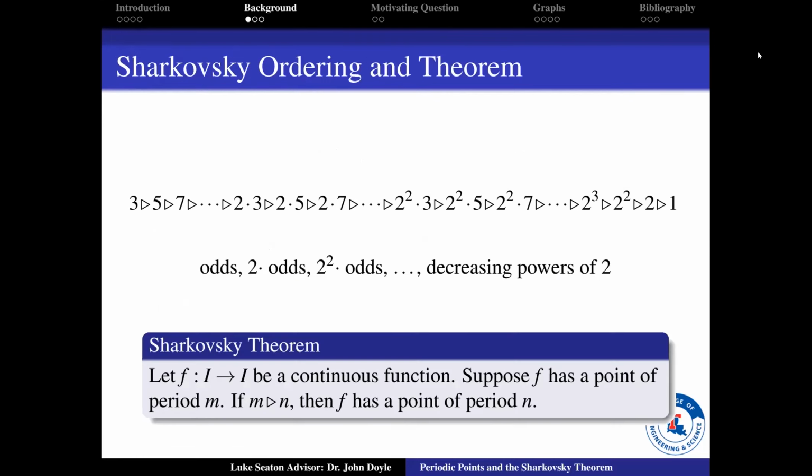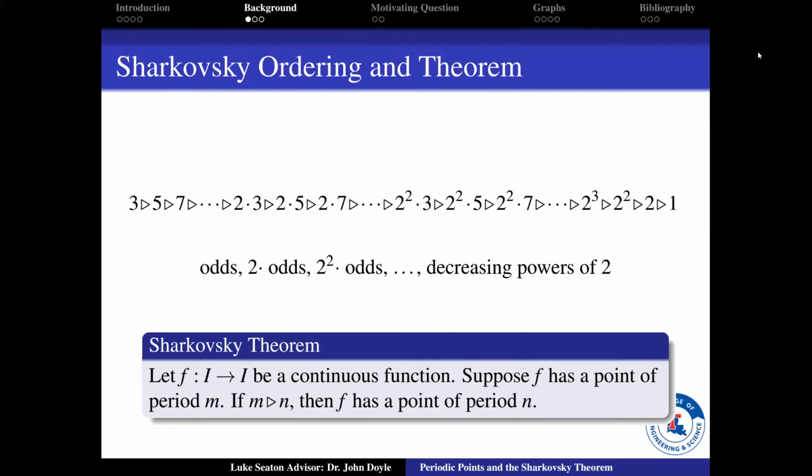So to introduce Sharkovsky, this theorem uses an ordering of the natural numbers that you can see here. We're going to read that triangle symbol as "left of", so you'd say 3 is left of 5. I have the second line here so you can see more clearly how they're grouped together. You have the odd numbers, and then 2 times the odd numbers, and then 4 times the odd numbers, 8 times the odd numbers, and that continues until at the very end you have the decreasing powers of 2, and you end with 1, which is 2 to the 0th power.